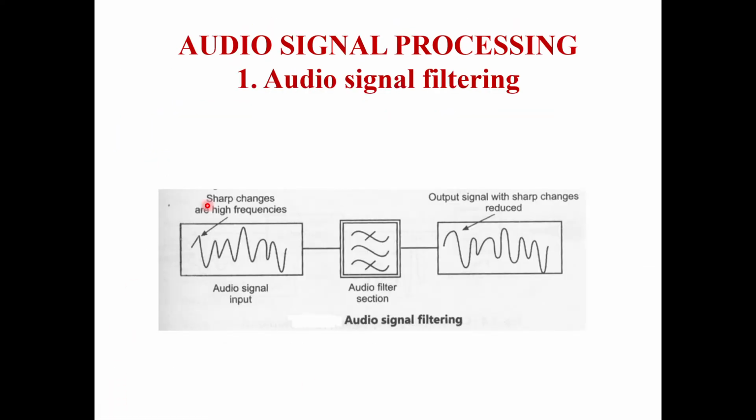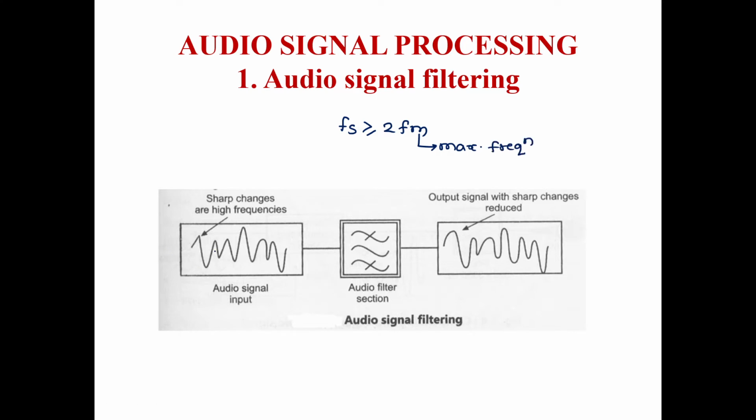Now, how audio signal processing takes place. Initially, when you give your signal to the mic, that signal has sharp changes or high frequencies. To sample it, that is, to convert it into digital format, what is the criterion for sampling? I know that my sampling frequency must be greater than or equal to twice fm, where fm is nothing but the maximum frequency component in my signal.